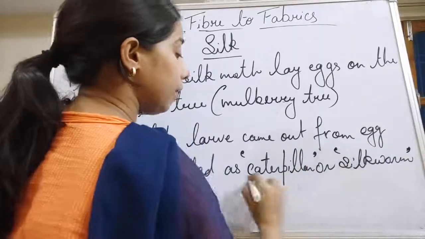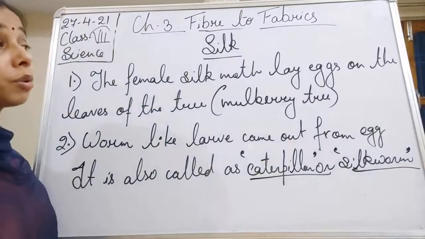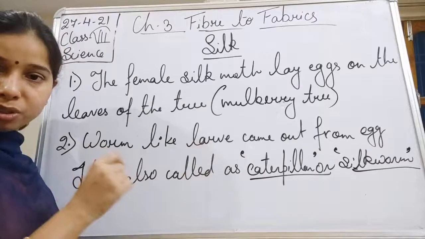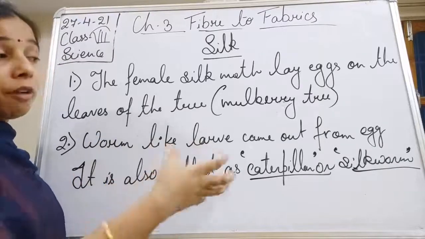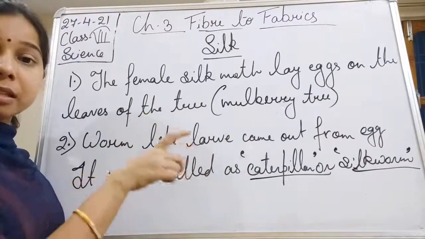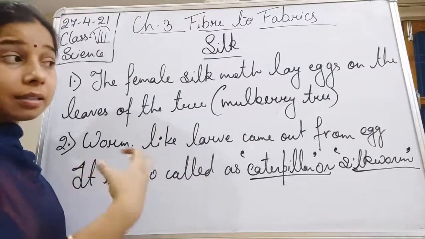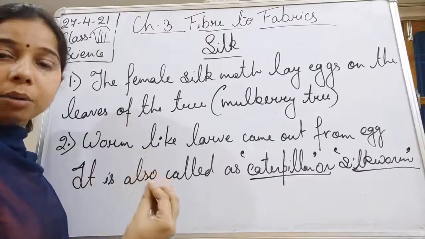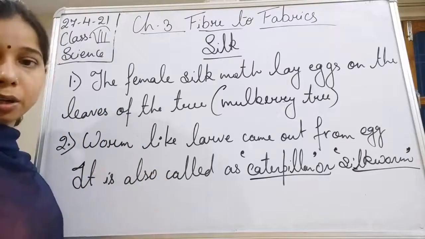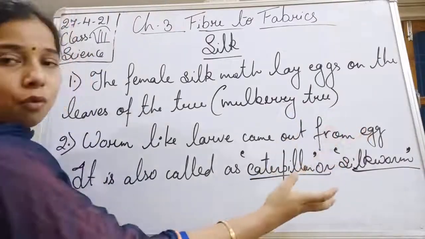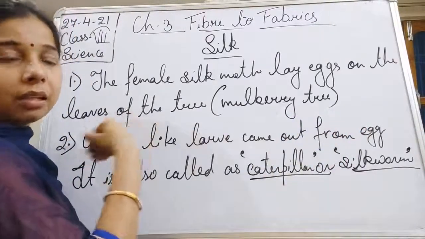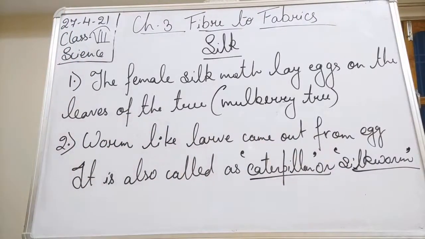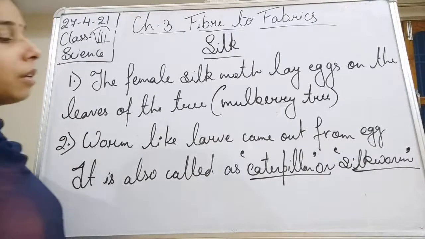The reason it is known as a silkworm, students, is that we obtain silk from the silkworm. This is the stage from which we obtain the silk, because it is the caterpillar only which releases the liquid from its mouth, and that helps in making the silk. So it is the caterpillar which provides the silk, and that is why we have given it the name silkworm.